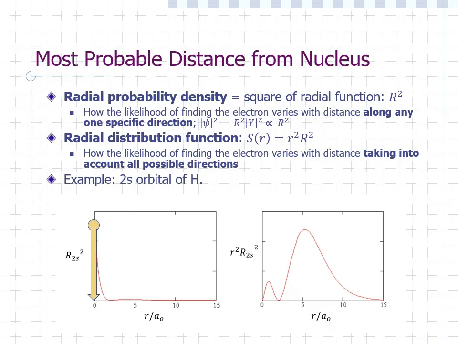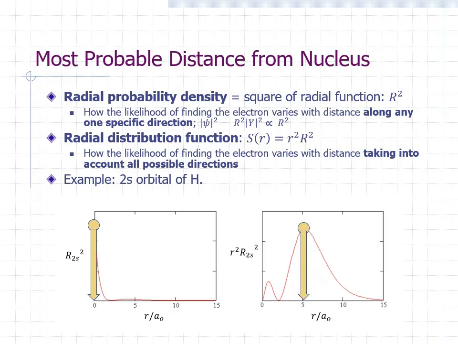However, from the radial distribution function, we can see that the most probable distance is around 5 Bohr. How could this be? We have to remember that all locations on a sphere that is centered on the nucleus are at the same distance from the nucleus. The larger the radius of the sphere, the larger the surface area of the sphere, the more locations there are for the electron to be at.